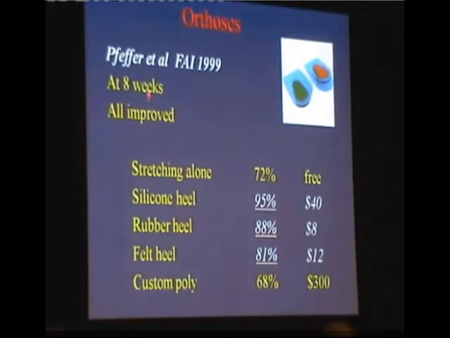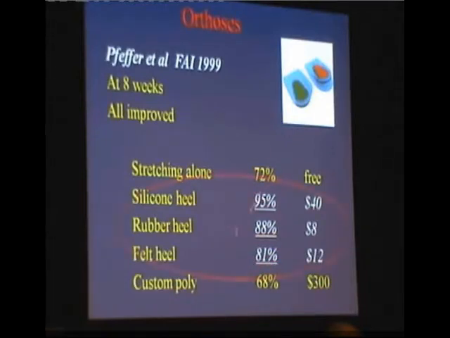They assessed their patients at 8 weeks and found that everybody improved, but the best improvement occurred in patients who had a softer orthotic, so the silicone rubber felt heel pad. They had the bigger improvement, and this was actually better than stretching alone and better than the firmer, stiffer custom polyethylene insert.